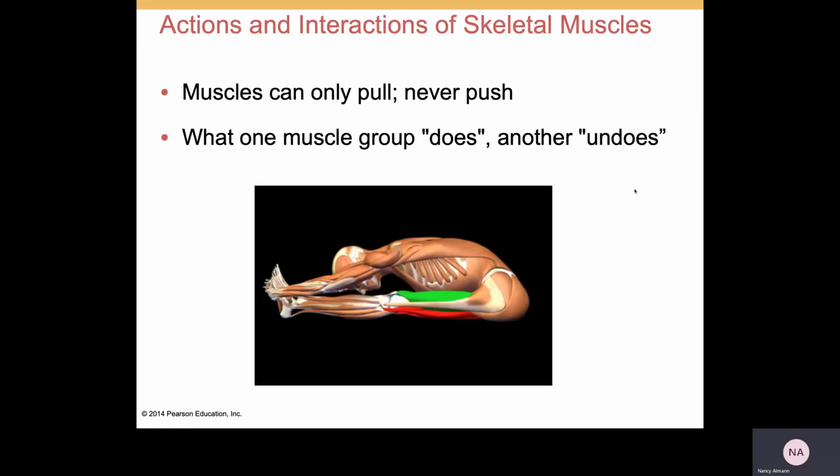When you're talking about the actions and interactions of these skeletal muscles, you have to remember that they can never push, they can only pull. And as you know, what one group of muscles does, you have to have an equal and opposite reaction, and therefore another group or another muscle has to undo the primary action.